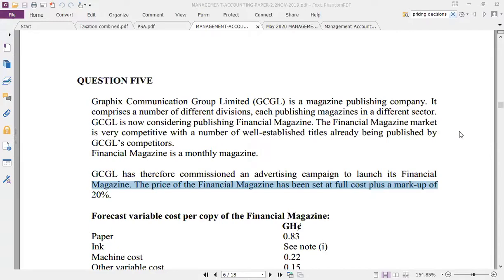Then third, examiner, full cost is one of the simplest methods. You don't need to sort it out. And then it's also good where competition is unpredictable. In the case, it mentions there that it's very competitive. So where the competition is unpredictable, the full cost approach is the best.